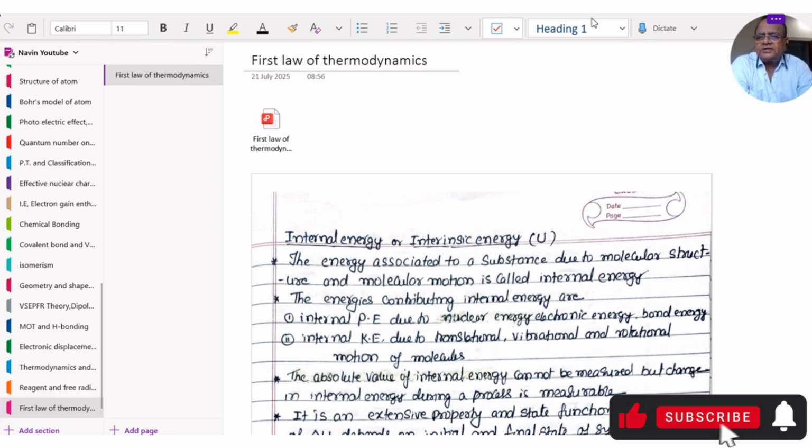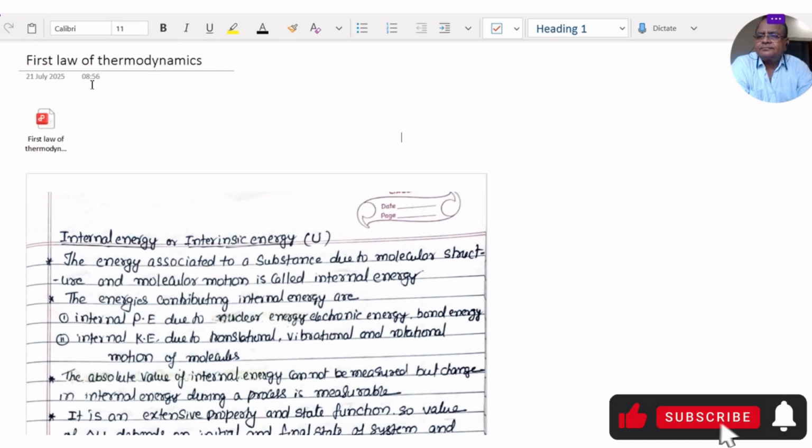Today I am going to discuss some energy terms and the first law of thermodynamics.